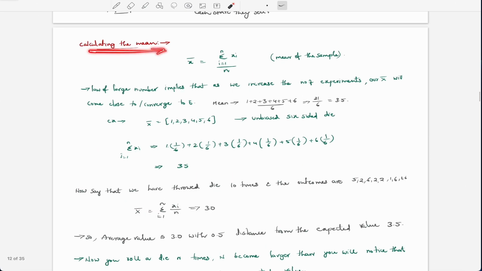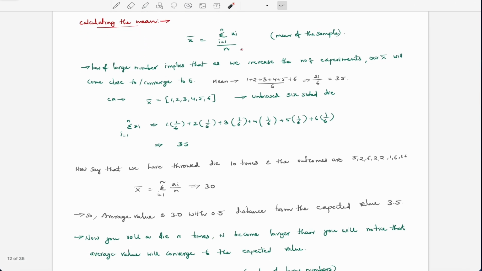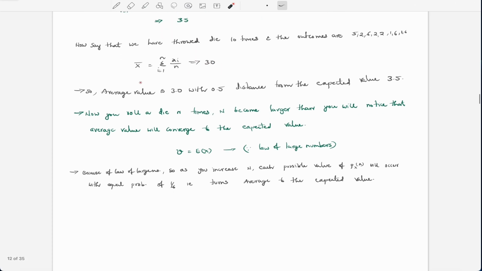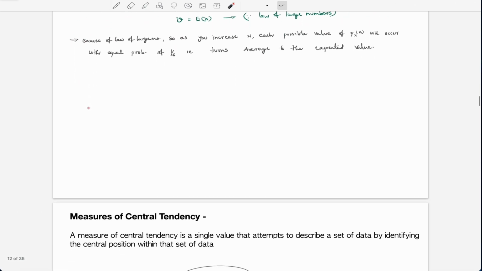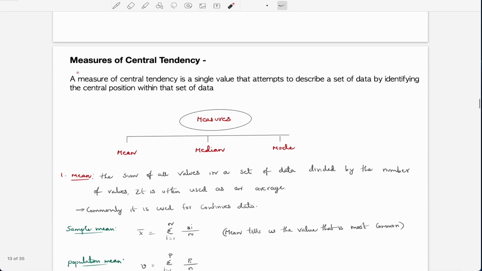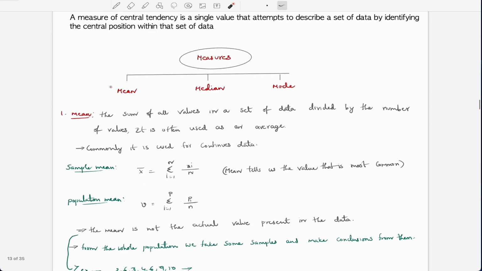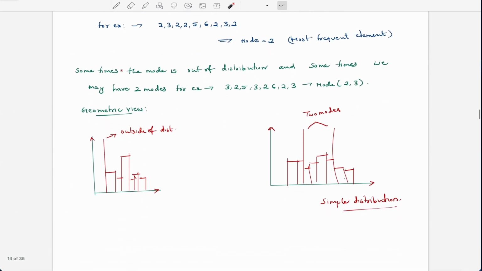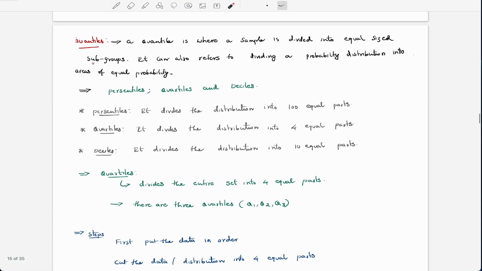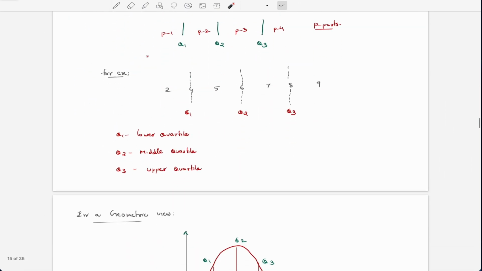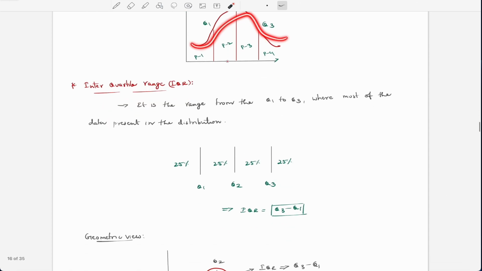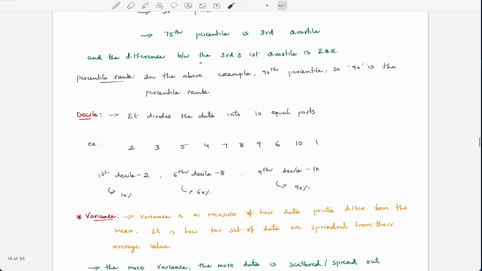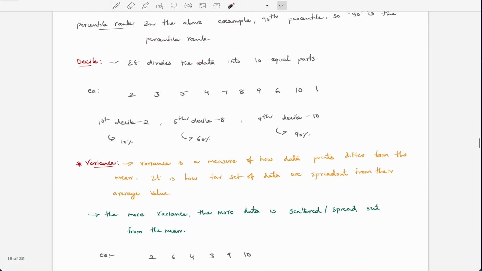After that, we saw how we calculate the mean of a sample, and how we calculate the expected value, and I have given a detailed explanation there. In our next lecture, we're going to cover the measures of central tendency: mean, median, and mode, with a detailed talk. We also have quantiles, quartiles, distributions, the interquartile range, interpreting IQRs, percentiles, deciles, and variance. We have a lot more lectures to discuss.